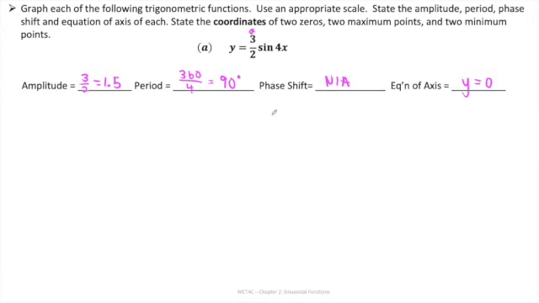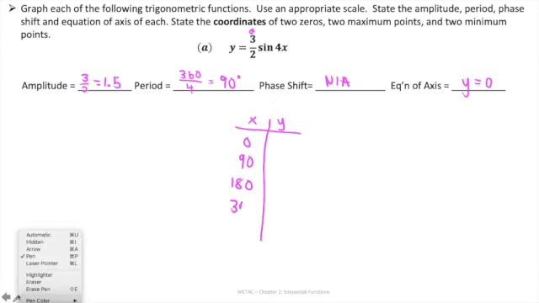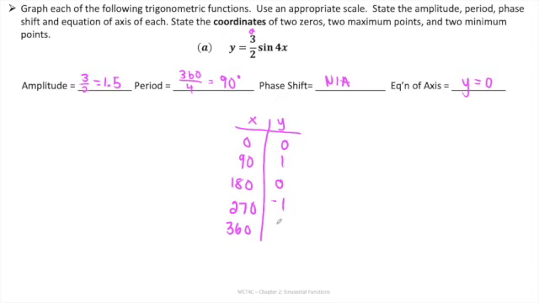So what I want you to do is we're going to actually apply all these in a table of values, and then that's going to be what we're going to use to graph, okay? So x: 0, 90, 180, 270, 360, then y: 0, 1, 0, negative 1, 0.